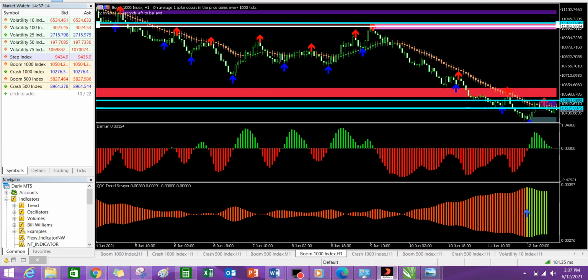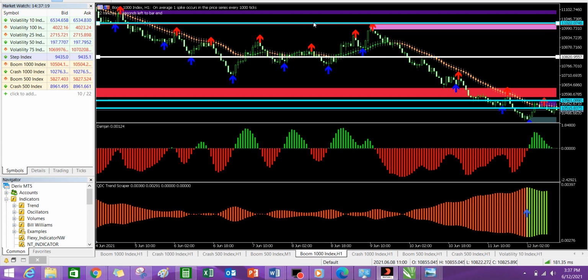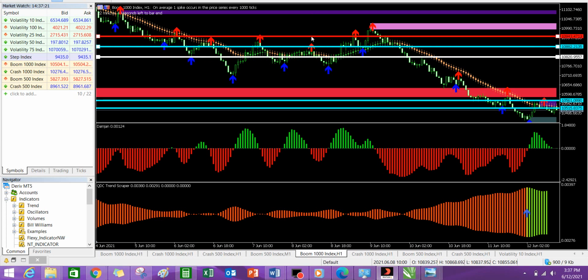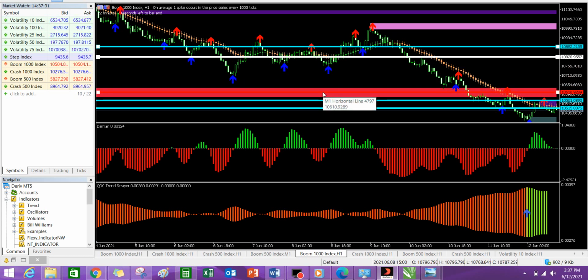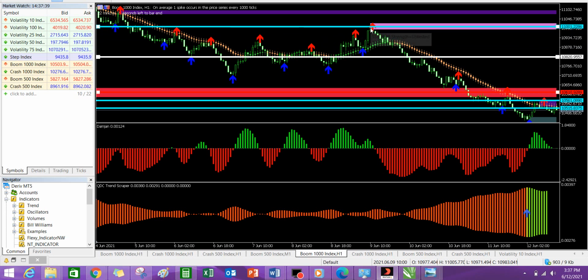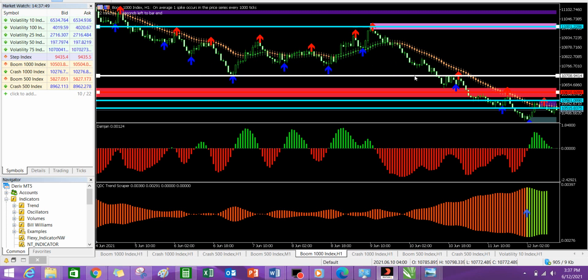So on H1, this is what we'll be getting, and I'm going to explain in such a way that you will understand how to go about it. The first thing is to remove the stop loss. Let's say this is our entry point. This is still Boom 1000 we are selling. This is our entry point, so we are selling at that particular point. Then the price action is now moving downward.